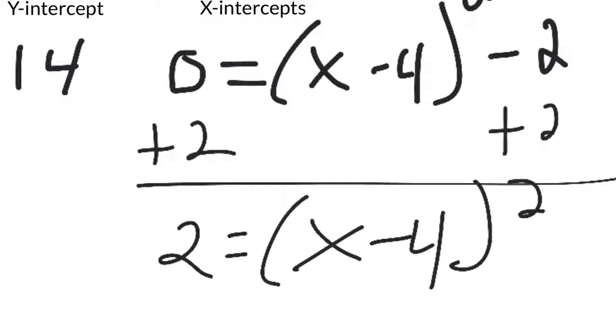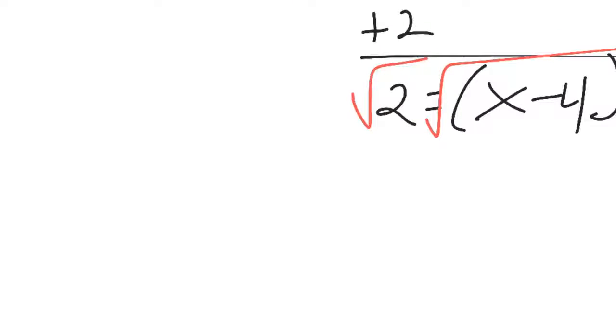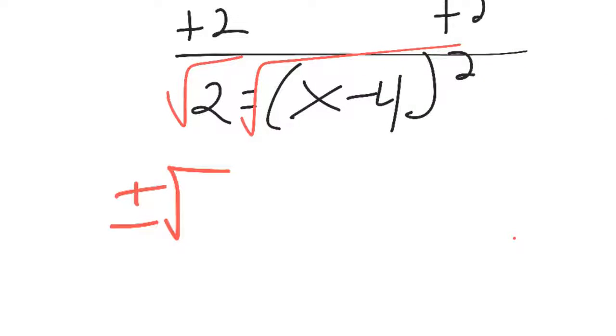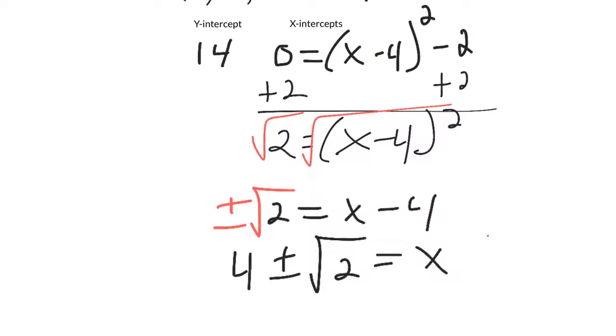Let's try a different color. Take a square root to cancel out a squared. And that's one thing you got to remember: every time you use a square root to cancel out a squared, there could be a positive or there could be a negative answer. So I'm going to do positive or negative square roots of 2 on that side. That's equal to x minus 4. So you have to solve twice. You add the 4 to both sides. You get x is 4 plus or minus the square root of 2. Those are the x-intercepts where it crosses the x-axis.